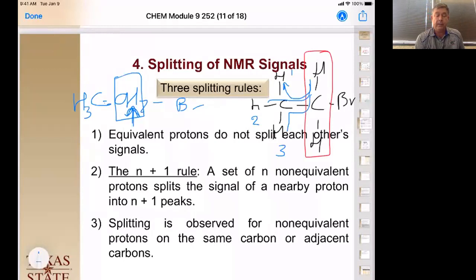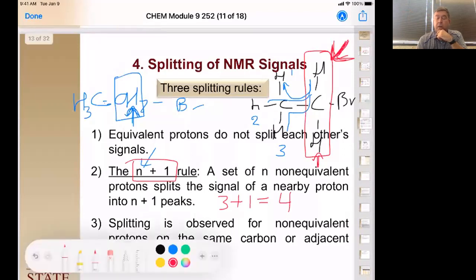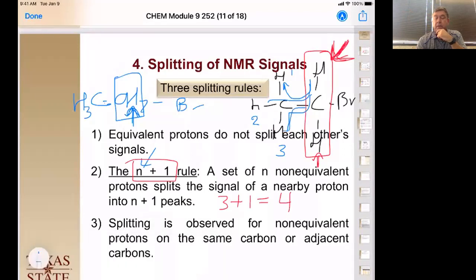So that's our N, the number of non-equivalent hydrogens, plus our 1 peak for the hydrogens we already had. That's our N plus 1 rule. So we're going to have 1 peak for this, and then each of these hydrogens is going to split that peak 1 more time. So 3 plus 1 is equal to 4 peaks. The equivalent hydrogens are a single peak, and all of the hydrogens within 3 bonds split it again. So that's our N, and that's our 3, and that gives us a total of 4 peaks.